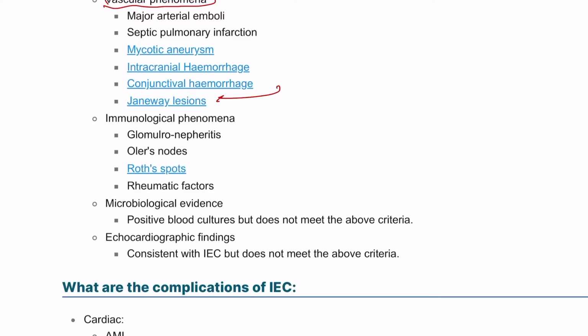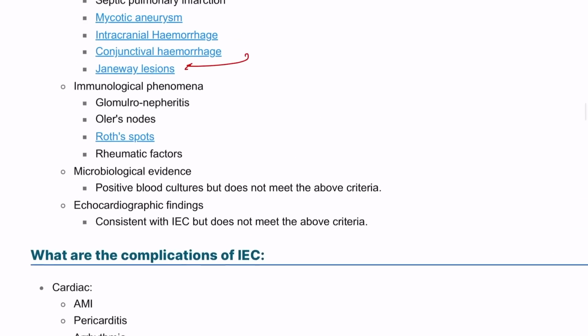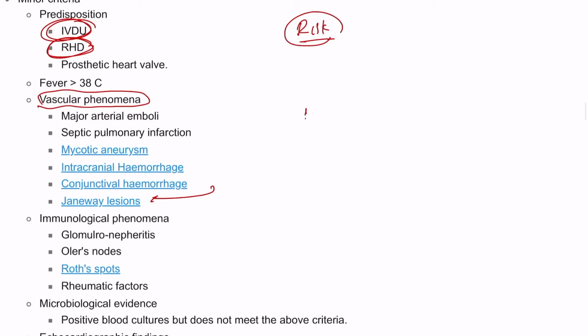There may be microbiological evidence, a positive blood culture that doesn't meet the above criteria that we just mentioned, or a positive echo that doesn't meet any of the above criteria that we just mentioned. So these are the minor criteria. You need 2 major criteria, or 1 major plus 3 minor criteria, or the 5 minor criteria.